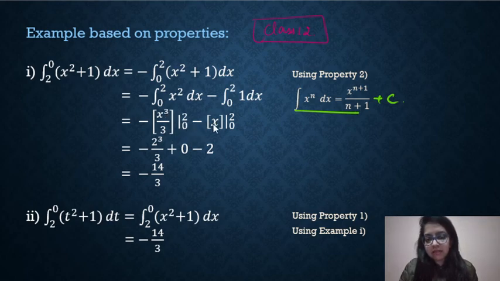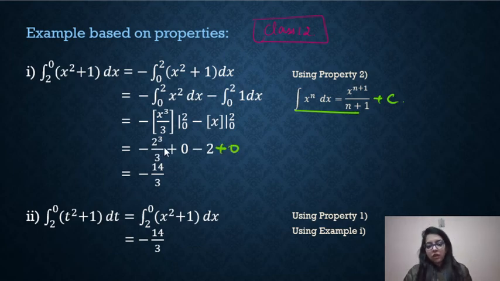limit from 0 to 2, minus x to the power 1, and the limit is 0 to 2. Just apply the limit now, that is minus 2 cubed upon 3 plus 0, minus 2, and over here it will be plus 0. Okay, so now what will we get?